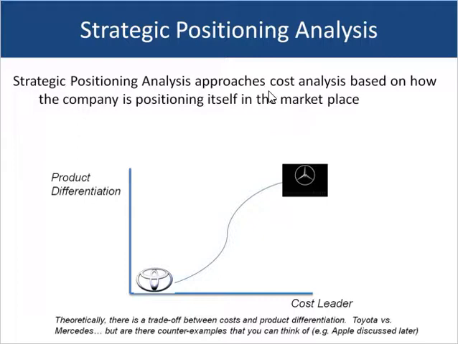Strategic positioning analysis is the second vector. We've touched on this before, the same example. So you have product attributes such as brand image or the performance of the vehicle, and you have costs, and ultimately in an industry, a company may either position itself as a product differentiator or as a cost leader. And sometimes you find an odd example like Apple, where they're able to do both.